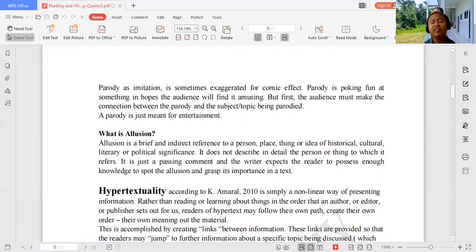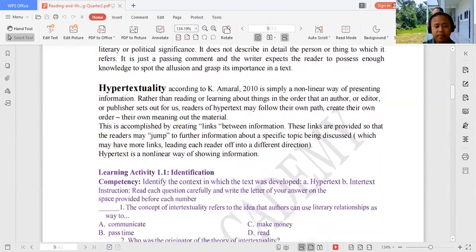Not in a direct way. Instead of saying, Brother Dan, you're so kind, you're so good, I am using an allusion. I have to allude the word. You're such a Samaritan. Okay? So that is allusion. All right, let's proceed.